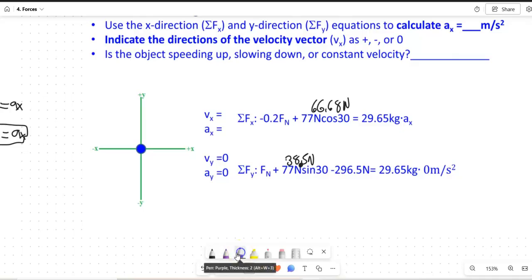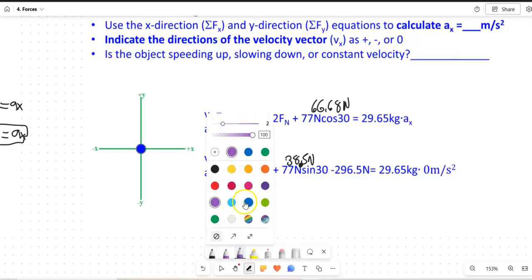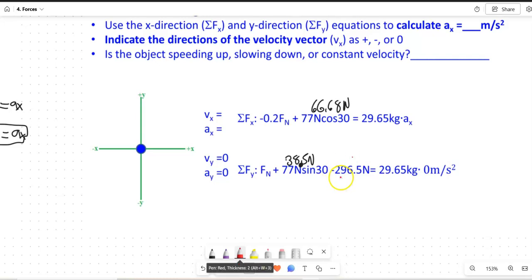Starting with the x direction. Actually, let's start with the weight of the object. Since the object is 29.65 kilograms, my guess is this is the weight of the object. So this is going to be mg. It has to be. So negative mg, that's going to be equal to negative 2296.5 newtons. Okay, so now let's switch to the x direction.